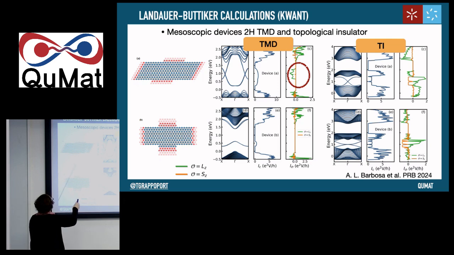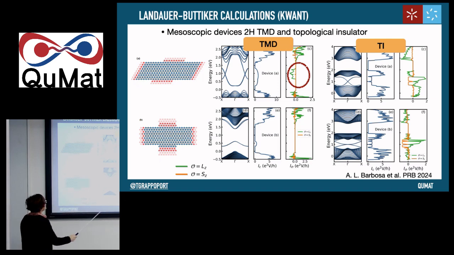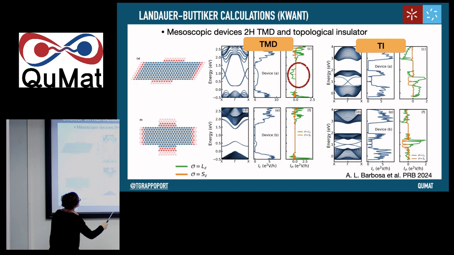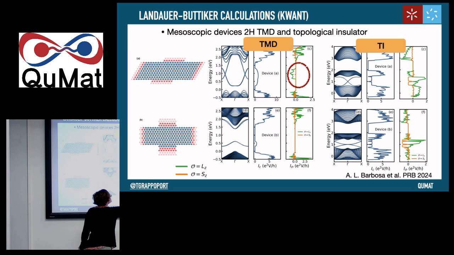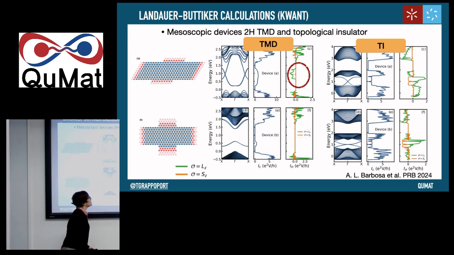In the one that only has metallic edges, we can see, in green here, the orbital Hall conductivity. It's a very small system, which is why it's very noisy. We do have orbital Hall conductivity inside the gap. If we cut it in the other direction, we see that there is no orbital Hall conductivity inside the gap, which is different from what happens in the TI, where, regardless of the way you cut the system, you always have spin and actually orbital currents inside the gap.